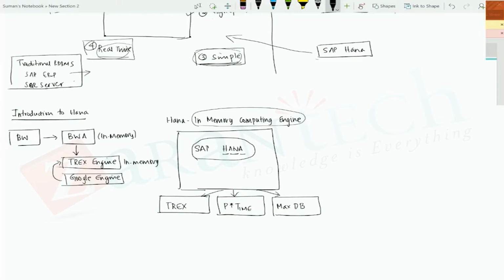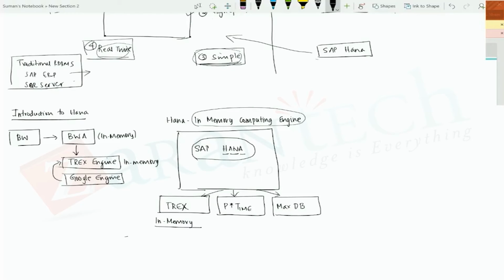So when SAP created this TREX engine, they said that we should not let go of this technology that we have built. Let's leverage that and build something better. That is how this TREX functionality was leveraged by SAP HANA. So the in-memory computing capabilities, all functionalities were borrowed from this technology called TREX.